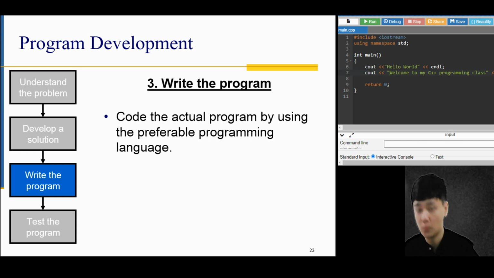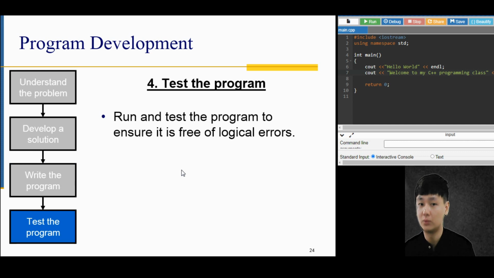Okay, once you have written this program out, you have to test your program. Test and rerun again, run and test. Make sure it is free of logical errors. And it is necessary for you to go backwards to the previous step if you find any errors. Maybe you have a wrong interpretation of the problem in the beginning, or maybe during the writing of the program, there are some logic errors.